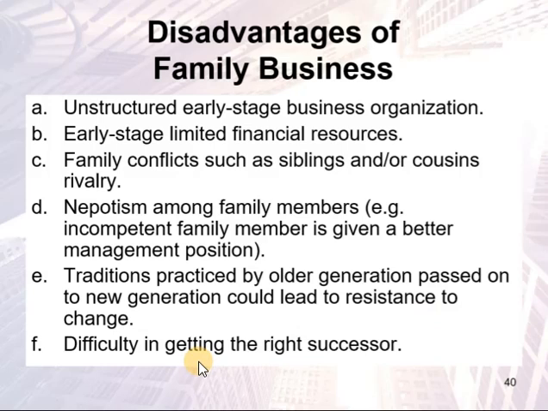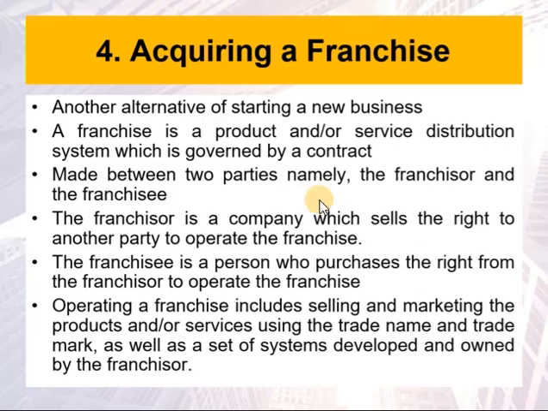The last one is the difficulty in getting the right successor. Many family business owners may find it difficult to decide who will be in charge of the business if they were to step down. Method number 4 to set up a new business is by acquiring a franchise.